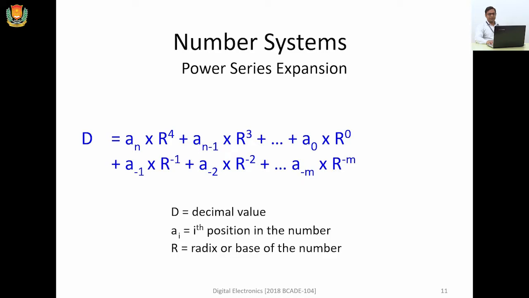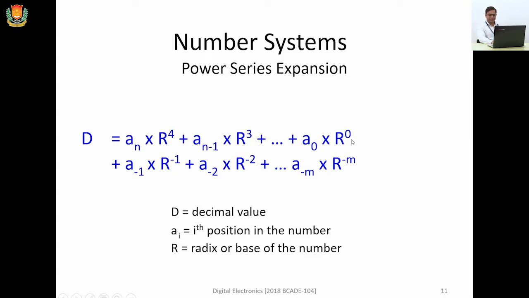What is the formula to convert any number system into the decimal number system? The concept is to multiply each digit with its base value, then add all the digits. The addition will be the decimal equivalent, or you can use the formula. It is not a difficult formula.